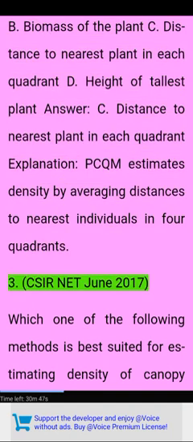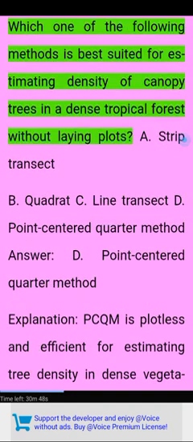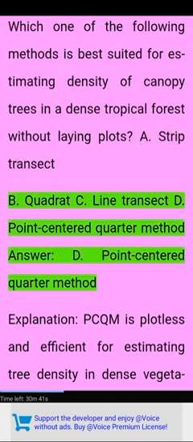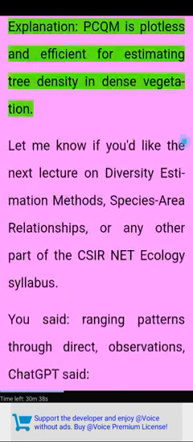3. CSIR-NET June 2017. Which one of the following methods is best suited for estimating density of canopy trees in a dense tropical forest without laying plots? A. Strip transect. B. Quadrat. C. Line transect. D. Point-centered quarter method. Answer. D. Point-centered quarter method. Explanation. PCQM is plotless and efficient for estimating tree density in dense vegetation.